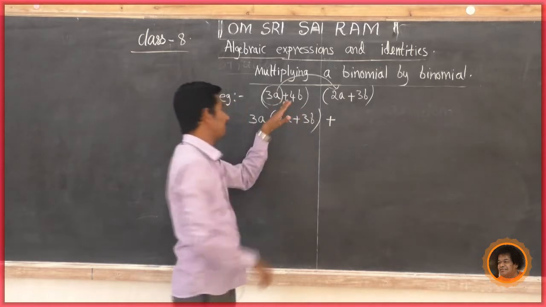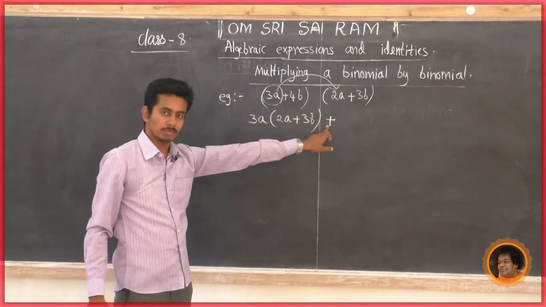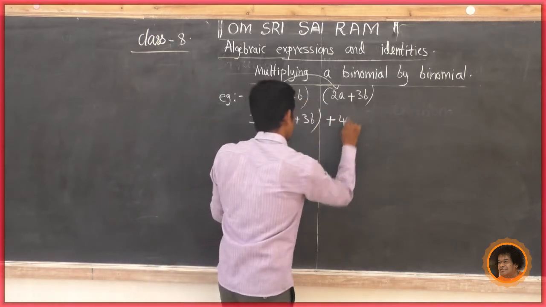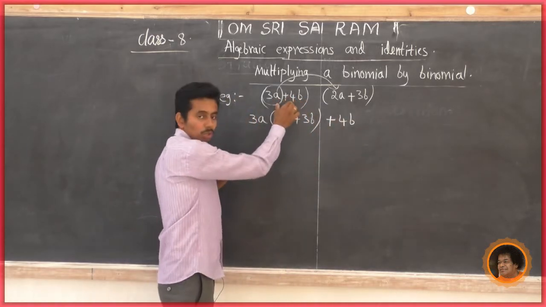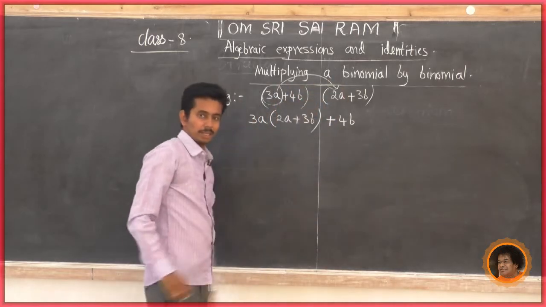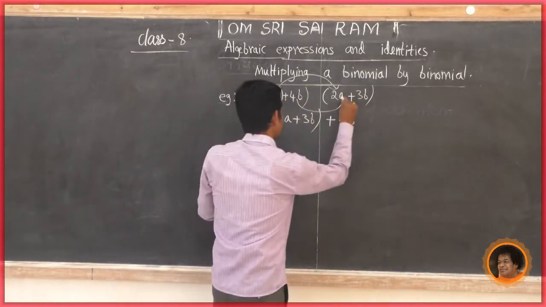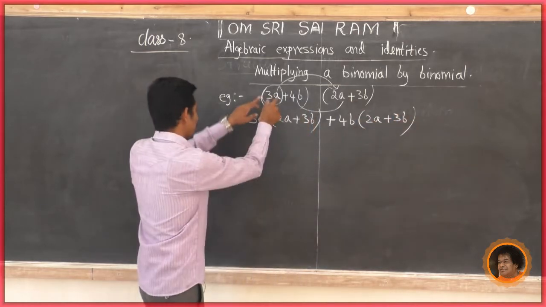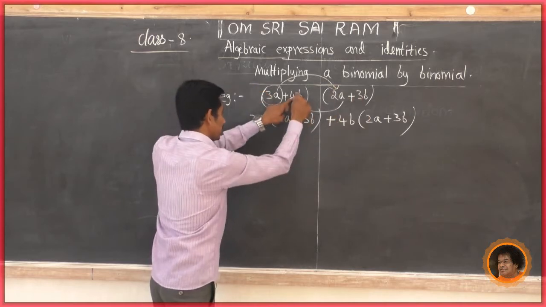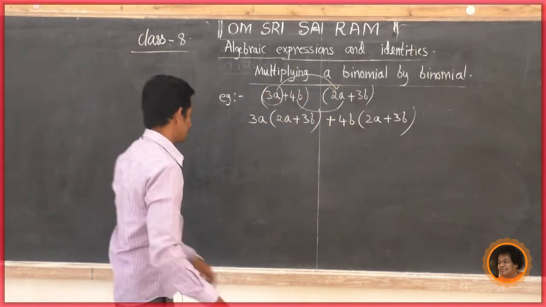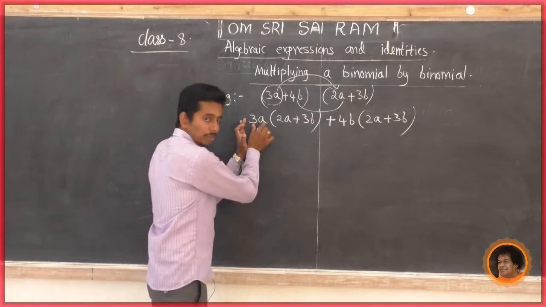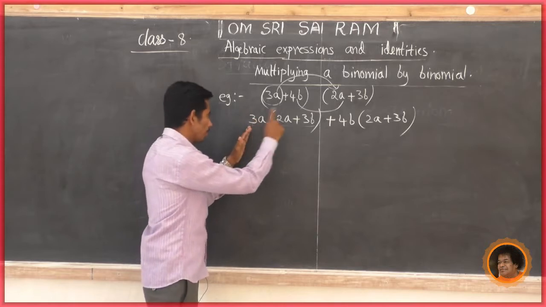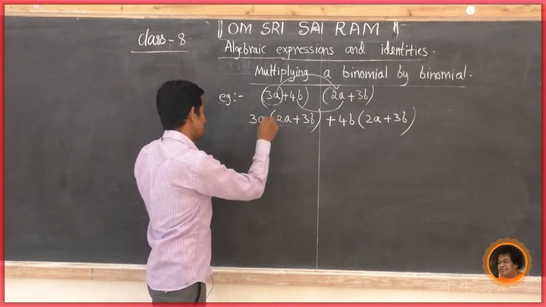Be careful, if they are given minus, you have to put a minus sign here. Now it is plus, so plus 4b, the second term of the first binomial, into the second binomial, that is 4b into 2a plus 3b. Very simple. First multiply 3a into 2a plus 3b, then 4b into 2a plus 3b. Now this is a monomial into a binomial. What is the method?